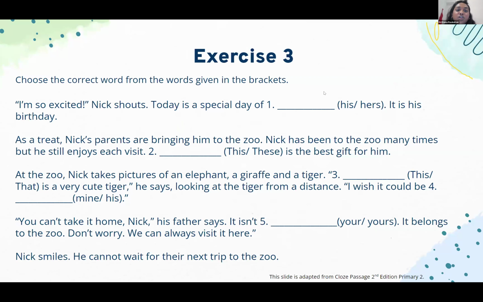Okay. So choose the correct word from the words given in the brackets. I am so excited, Nick shouts. Today is a special day of dash. It is his birthday. What do you think the answer is? The first question, what do you think the answer is? Today is a special day of his. Very good. His. Do you want to try reading the whole sentence? With the answer, his is correct. Anyone want to try reading the whole sentence?